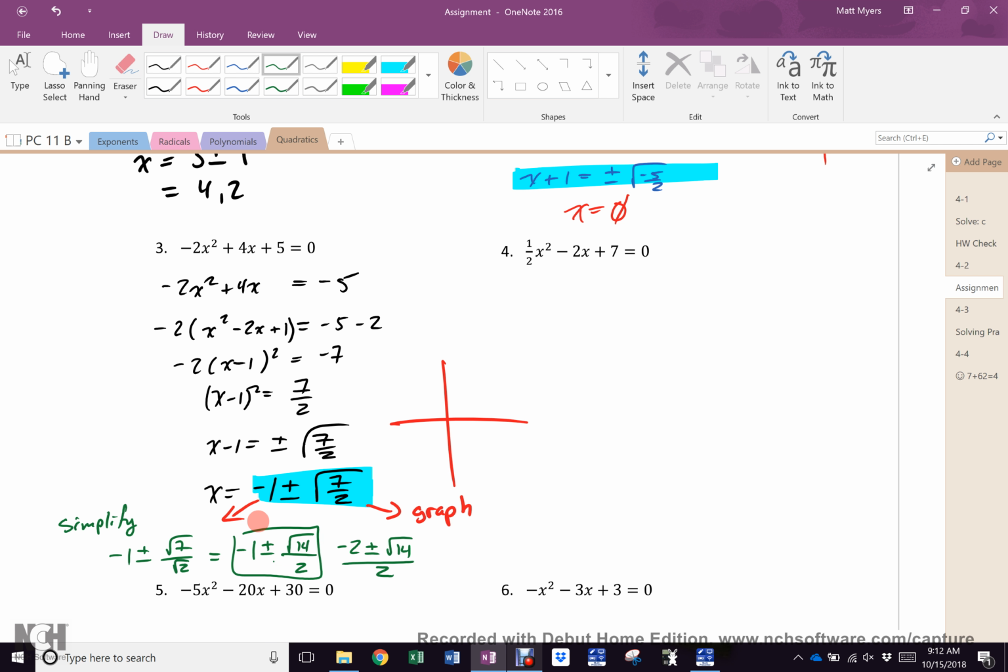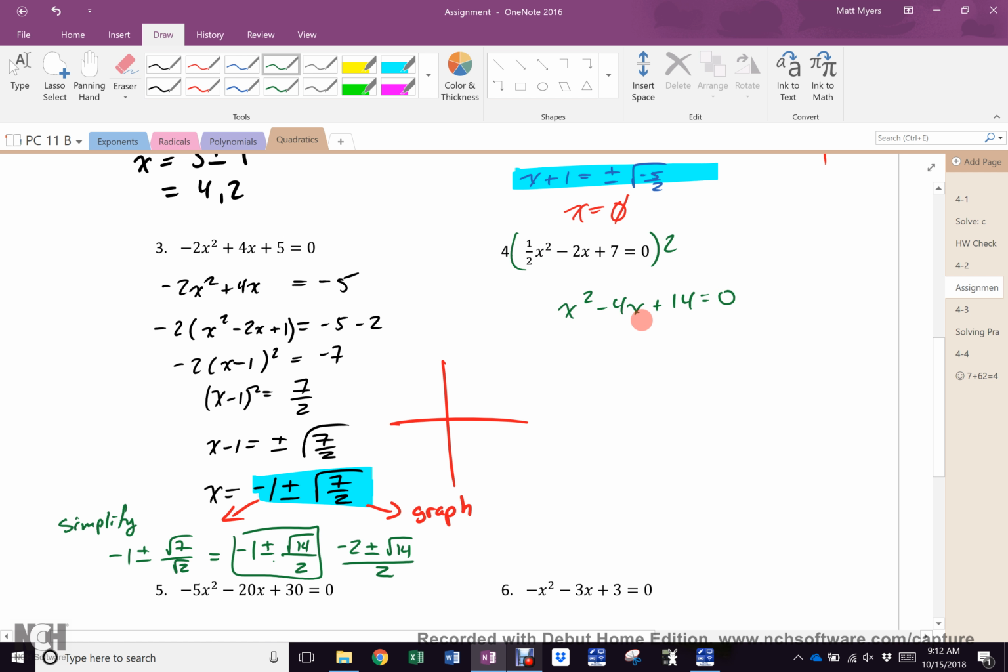Yeah? All right. What's weird about 4? What makes 4 yucky? I don't like that fraction. Do I know how to get rid of that fraction? How? By 2. I multiply this whole thing by 2, I'm in business. X squared minus 4x plus 14 equals 0.